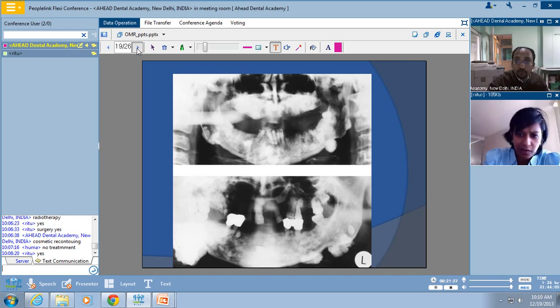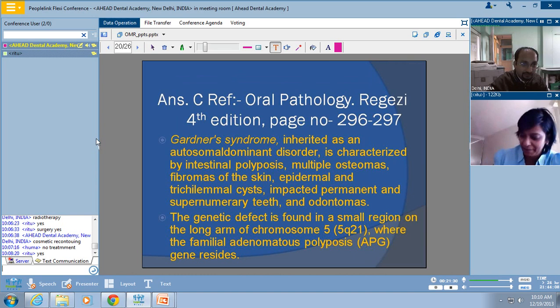So what happens in Gardner syndrome? It is actually an autosomal dominant disorder which is characterized by intestinal polyposis, as we have come across everything. The genetic defect is found in a small region of chromosome 5. Just write down one word, chromosome 5, that is more than enough. Is it clear? Should we go on to the next question? Chromosome 5. Next question? Yes?